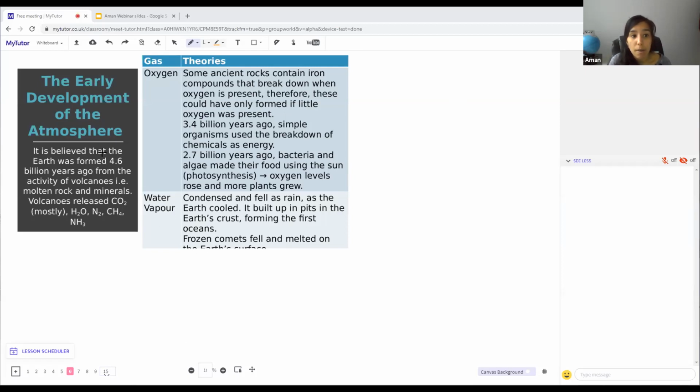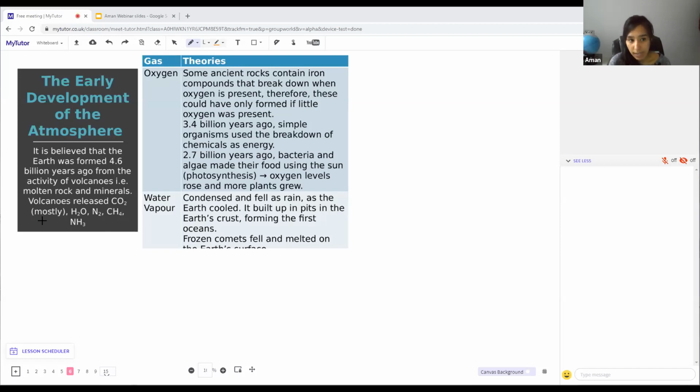Okay, so let's start off then with what scientists believe happened 4.6 billion years ago. And this is a key number to remember, 4.6 billion years ago, because that's when scientists believe the Earth was formed. So a lot of scientists believe that volcanoes erupted. And when these volcanoes erupted, they brought chemicals and gases from inside the Earth, out from the volcano, out into the atmosphere. The gases they produced were mostly carbon dioxide, that was the big one that made up the bulk of the atmosphere, water vapor, nitrogen, methane, and ammonia.